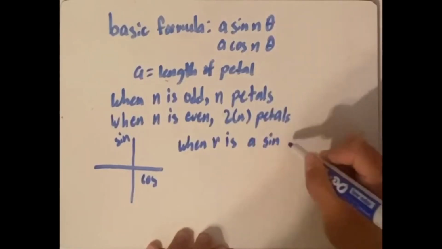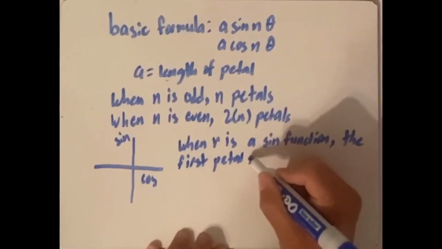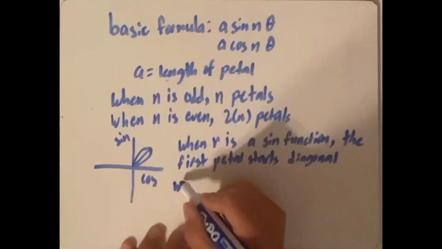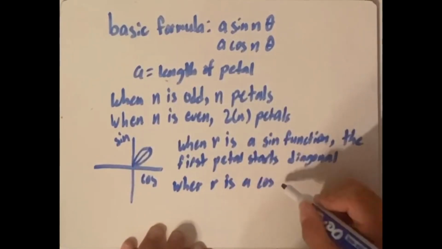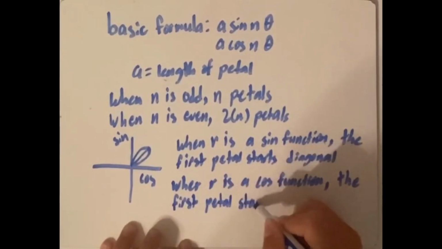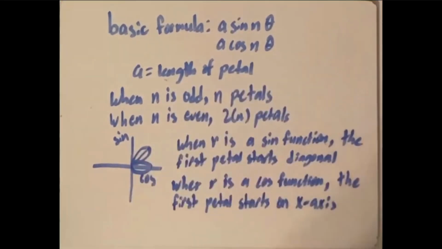When r is a sine function, the first petal is going to start diagonal because sine functions start at the origin and they increase. But when r is a cosine function, it's going to start on the x-axis because cosine functions start on the x-axis. However, that's only when n is greater than or equal to 2.